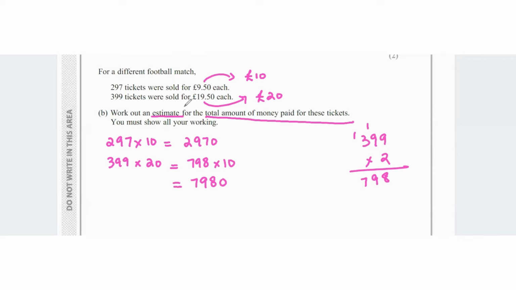So we have to estimate the total amount of money paid. So we add 7,980 to 2,970, which will give us 0. 8 plus 7 is going to be 15, 1. That's going to be 19, 1, and 10. So this is your total amount in pounds. 10,950.